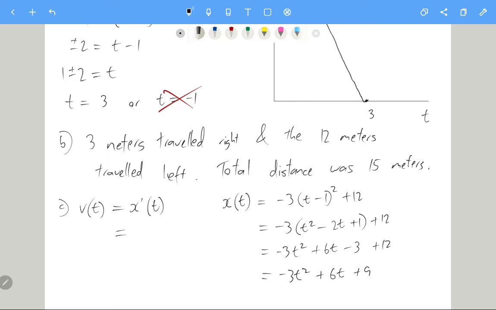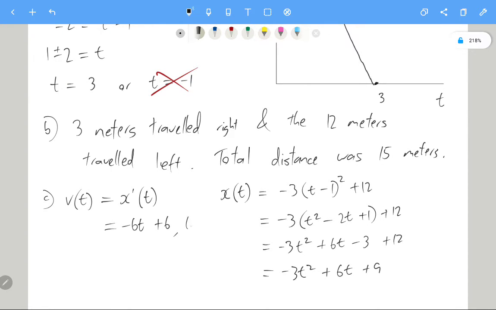And now that we've got this function, we can now take the derivative of it. So we're going to get minus 6t plus 6. And remember, we're only interested still when t is greater or equal to 0. So we can think about this function here. This is just a linear function, right? Minus 6t plus 6. It's a decreasing one. It's got a negative gradient. So when's the highest point?